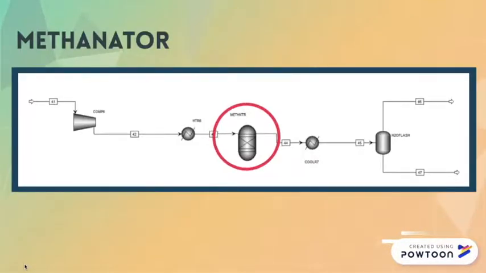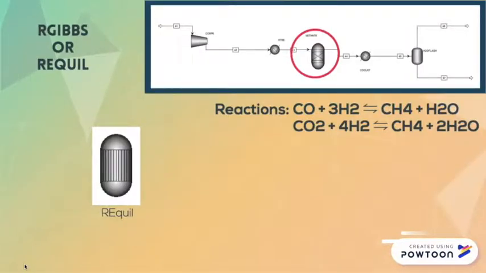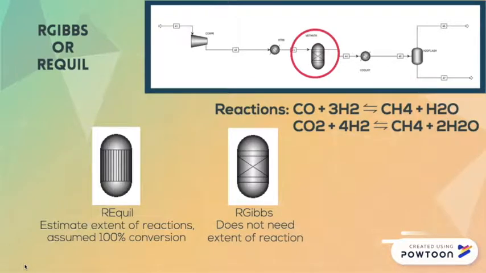As for the methanator, it operates at 250 degrees Celsius and 30 bar. Since the two reactions occurring in the methanator are in equilibrium, REquil and RGibbs were considered to simulate this unit. REquil requires us to estimate the extent of these reactions, where we assumed 100% conversion in the appraised stage, whereas RGibbs does not require this information, therefore RGibbs was chosen as the final model.